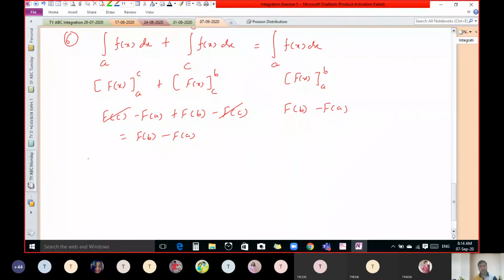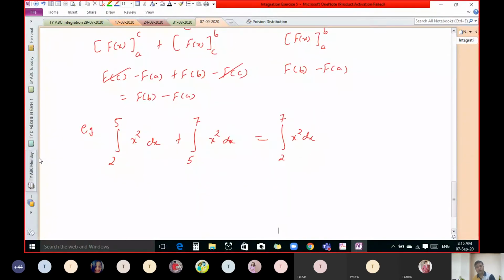Let us take one small example. Integration of 2 to 5 x square dx plus integration of 5 to 7 x square dx. Either you can find out both the answer and then add, or you can find out integration of x square from range 2 to 7. You will get the same answer.